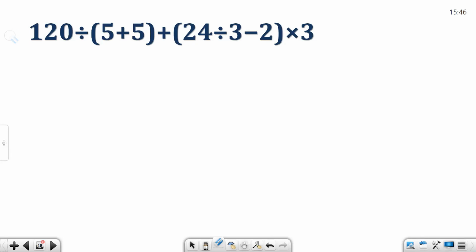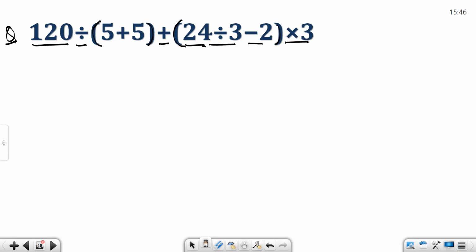Here's the question. The question is 120 divided by (5 plus 5) plus (24 divided by 3 minus 2) multiplied by 3.